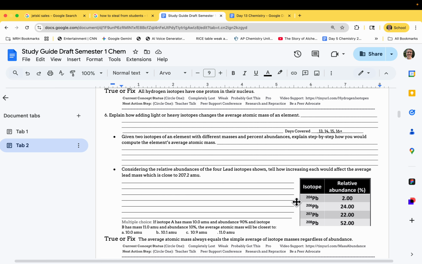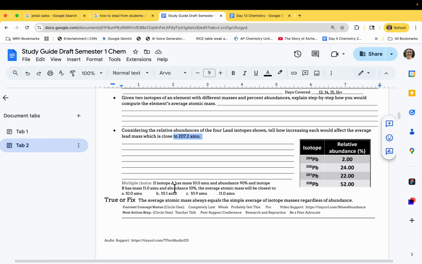So let's split that up. Go ahead and identify a statement here that says for isotope 204, if it increased in abundance, then this average would decrease. Increasing isotope 206 would decrease the atomic average. And then lastly, increasing lead isotope 208 would increase the average isotope mass.